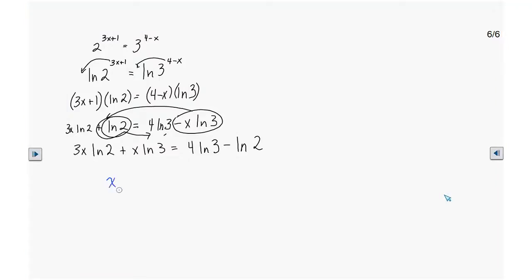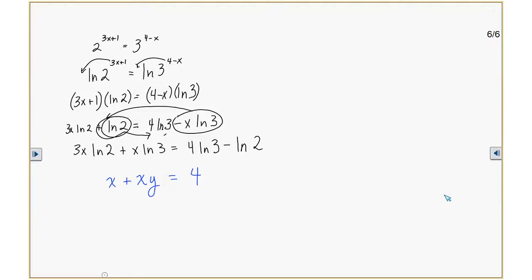x plus xy is equal to 2. I want you to solve for x. What would you do on that one if you wanted to solve for x? Why would you factor it? To get an x by itself.